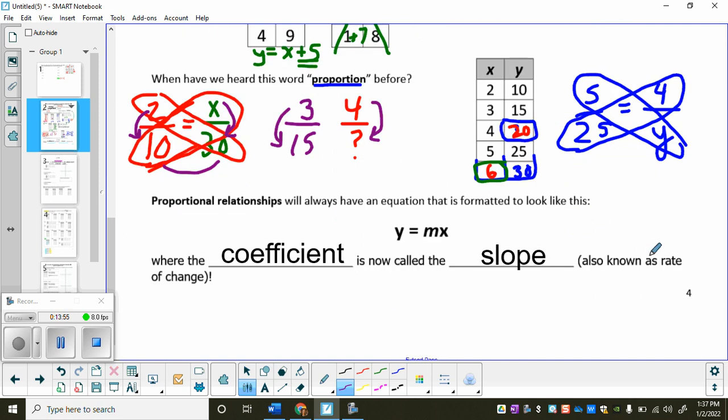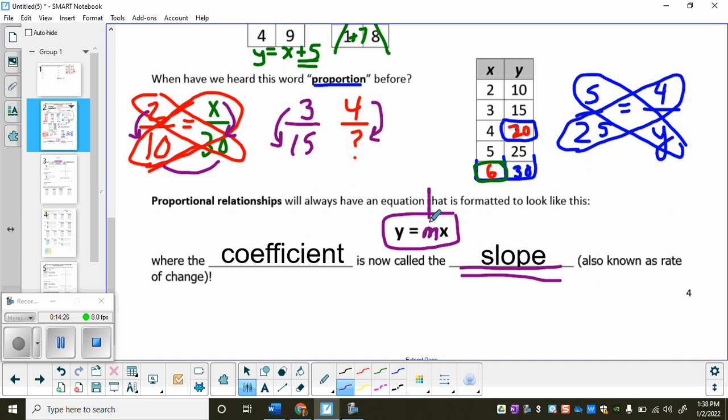All right, now let's knock out a few more vocab things, okay? Proportional relationships are always going to be written with an equation like this, where you have y equals something times x, okay? Now this something, the coefficient that you guys have been used to, we call this thing a coefficient, the number in front of the letter. This coefficient is now going to get a new name called slope. And I'm going to continue to talk about this throughout the entire unit.